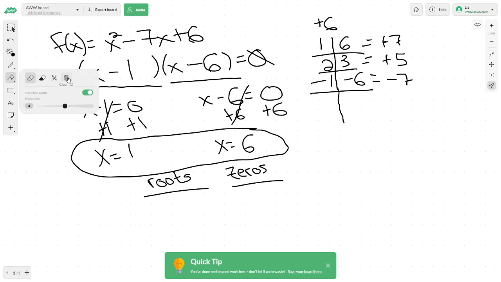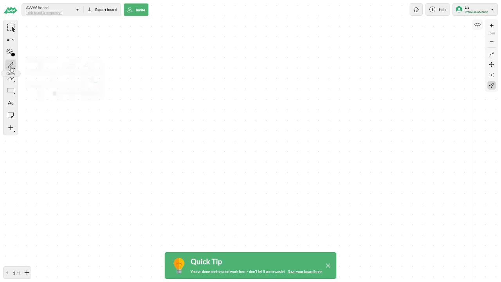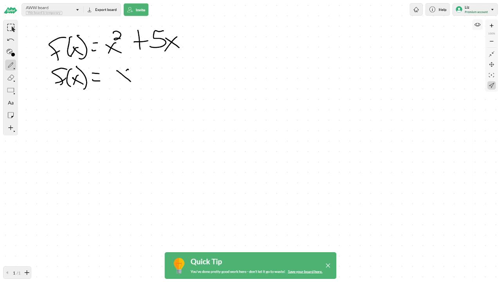Let's look at another example here. So I need to factor this. This is a different way of factoring. I see that I have an x in the x squared and an x in the 5x, so I'm going to pull one x out. By pulling it out of the expression here, I'm left with x plus 5.